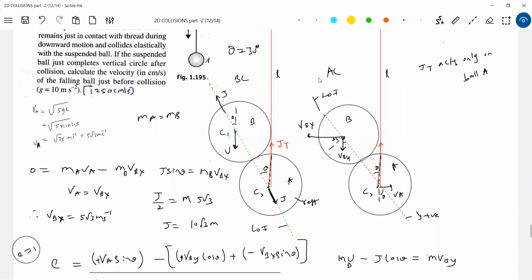This is after collision, this is before collision. VBY you may get negative also. That you have to check from the calculations. Now the answer I gave, cross check afterwards. So now see, E equal to 1 is telling us there is no loss in kinetic energy.